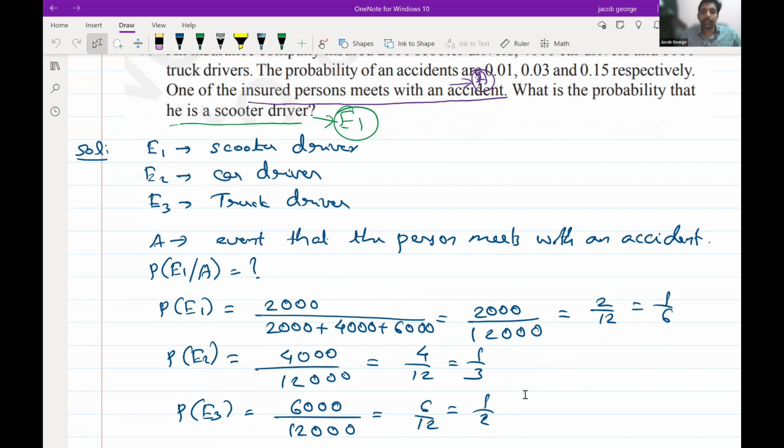Yes. Next, P of A given E1. So take the expanded meaning of that one. A means the person meets with an accident, given that he is a scooter driver. It is clearly written 0.01. 0.01 is the probability of a scooter driver meeting with an accident, respectively. Respectively means the first is for the first one, scooter driver. 0.03 is for a car driver accident possibility. 0.15 is for truck driver.